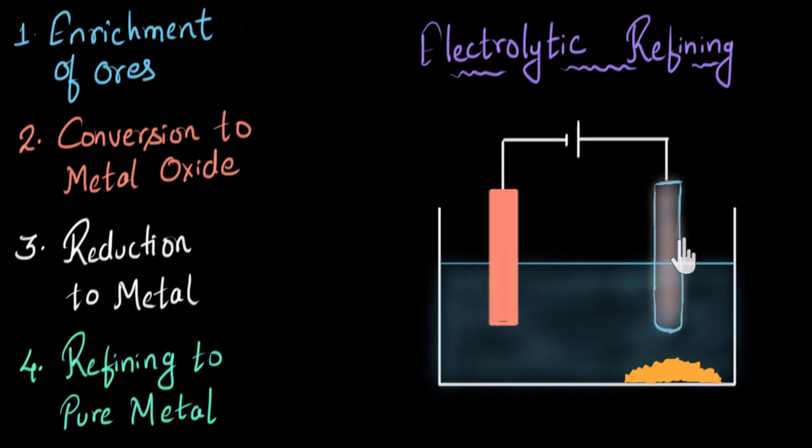Now this is how the metal atoms from the anode side come to the cathode side. And whatever impurities are there at the anode, they will either dissolve in the solution or whatever is insoluble, they will settle down at the bottom of the anode.